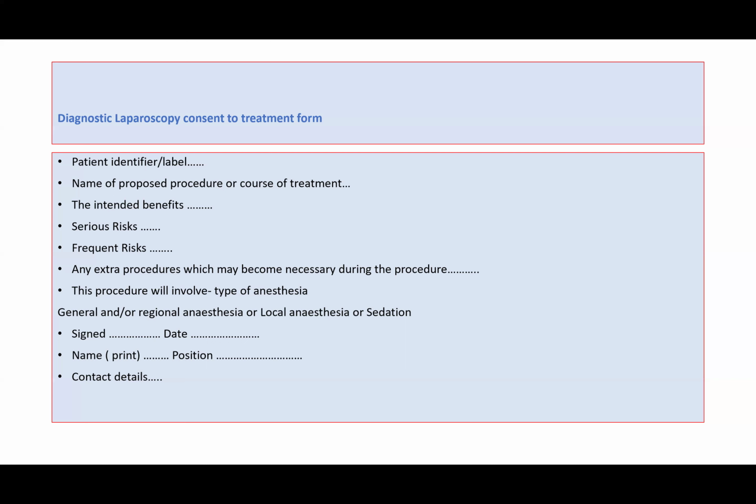So this procedure will involve the anesthetist, who will consult you regarding the anesthesia. The sleep doctor will discuss the details with you. This diagnostic laparoscopy is done under general anesthesia, putting you to sleep. Okay. Then I'll sign here, and my name, designation and position would be here, and I'll give you my contact number. And if you are happy to go for this procedure, you sign here.